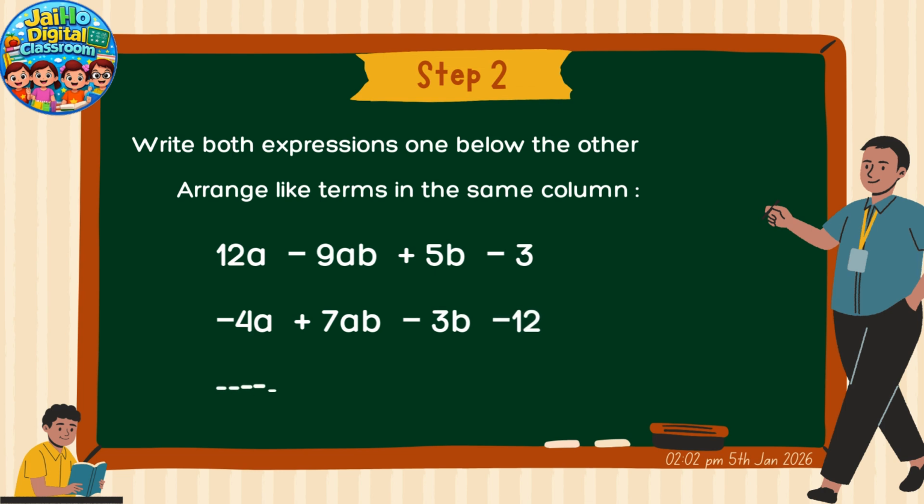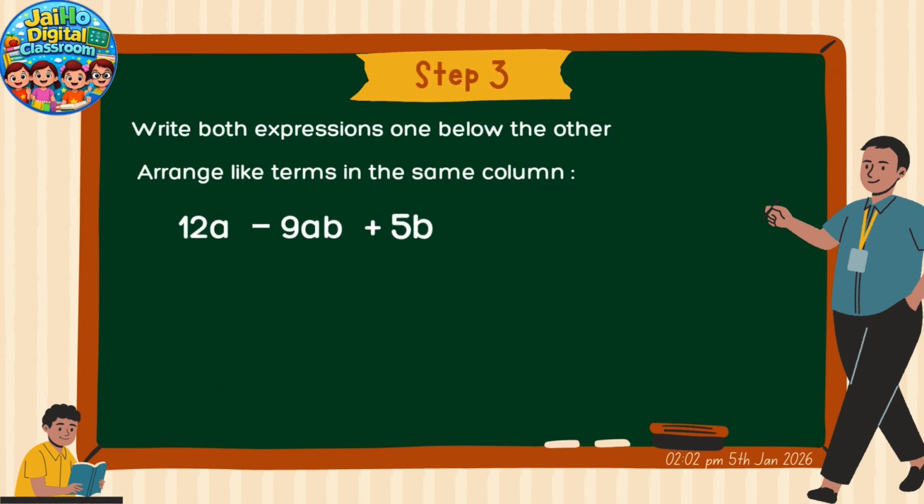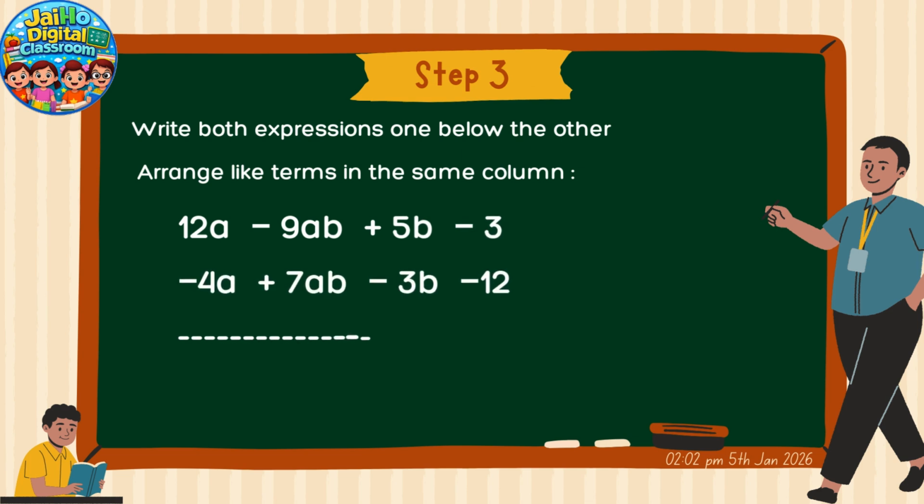Write both expressions one below the other. Arrange like terms in the same column. Now, we subtract column by column: the a terms, the ab terms, the b terms, and the constant terms.